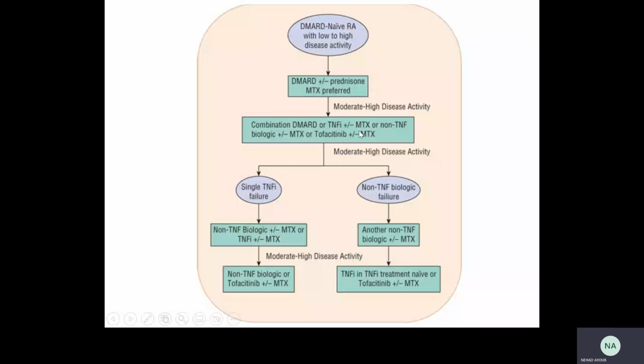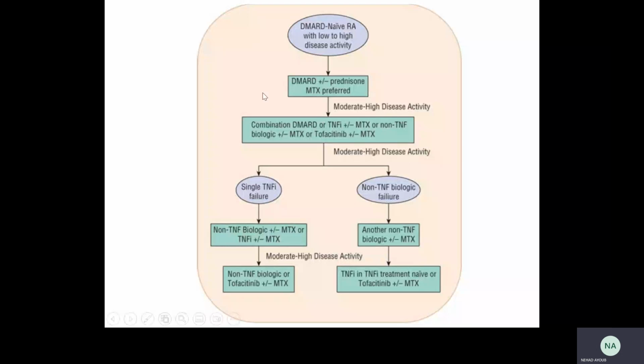The fourth option, okay, is tofacitinib plus or minus methotrexate. We said tofacitinib, why is it put alone here? Because we said based on its mechanism of action, it is not a biologic. It's a novel drug. It's a Janus kinase inhibitor, but it does not classify as a biologic.